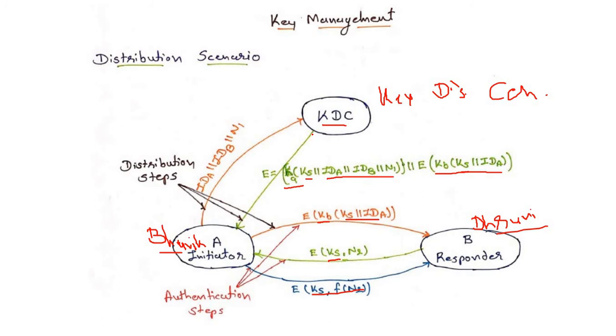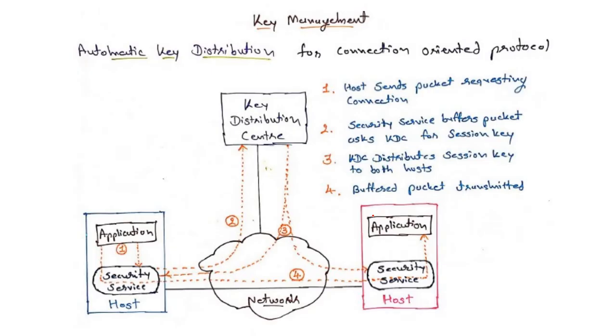It is this one, and this one. These we can call the distribution steps. And the remaining three are the authentication steps. This step is common in both. It is known as a distribution step as well as an authentication step.